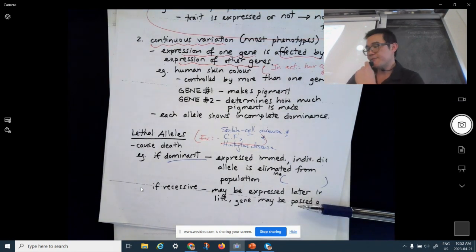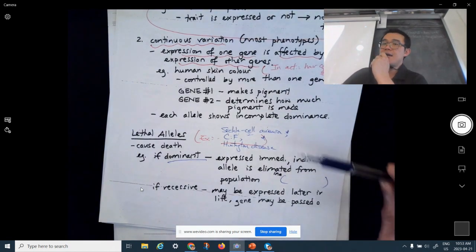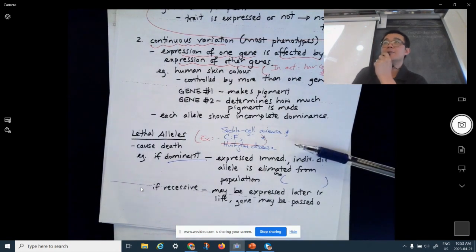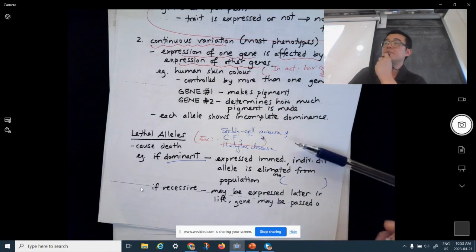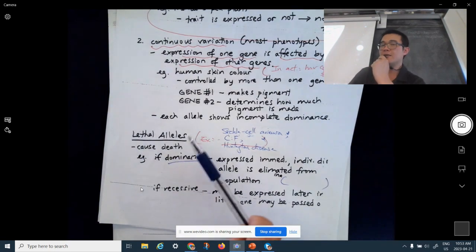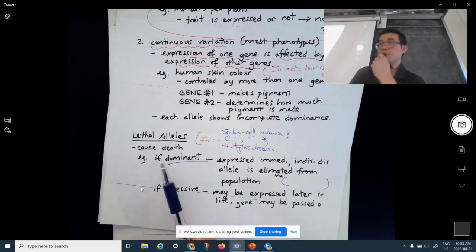Now, if it is recessive, like sickle cell anemia or cystic fibrosis, then you could be a carrier and pass that allele down, or even if you are affected, depending on where you live and your condition, you might still have a chance to have kids and pass down that allele. So when we're talking about lethal alleles, a lot of textbooks don't use this term, but basically you're talking about genetic conditions or mutations that will cause death.